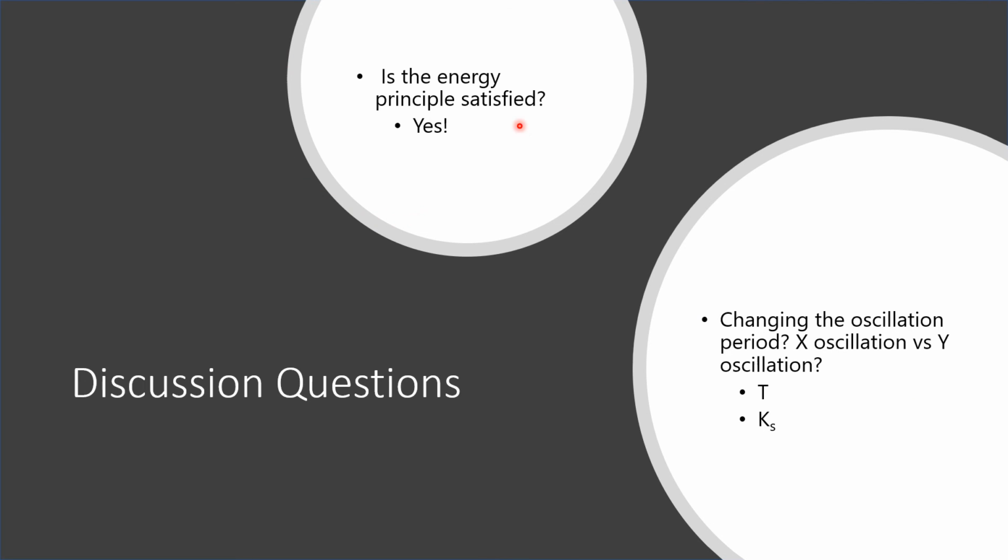So, is the energy principle satisfied? Yes. As we discussed before, the system includes the earth, mass, and the spring, and the change in energy is equal to 0. Now let's look at how there's 2 different oscillation periods from the x motion and from the y motion. If we change the oscillation period, this would change what we got for T and therefore change what we got for our spring constant k, changing our predicted model.